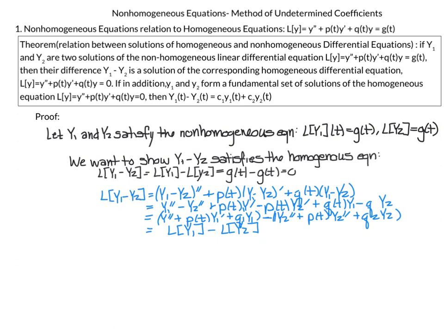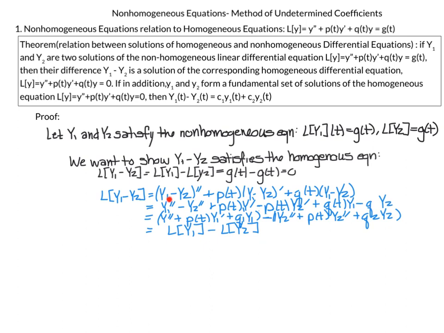Plugging that in, I get (y1 minus y2) double prime plus p of t times (y1 minus y2) prime plus g of t times (y1 minus y2). Because the derivative and multiplication are all linear functions, we can then separate this out. The derivative is linear, so we can make this y1 double prime minus y2 double prime. Here, we can put the prime on the y1 and the prime on y2 and then multiply each by p of t. And here, g of t y1 minus g of t y2.